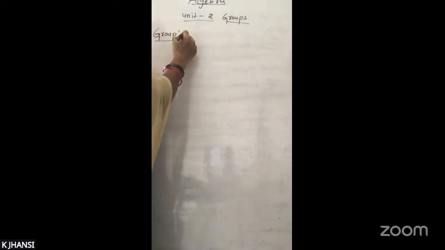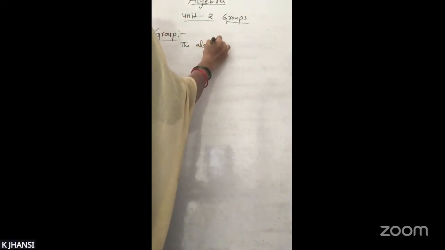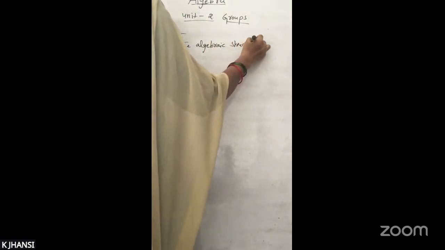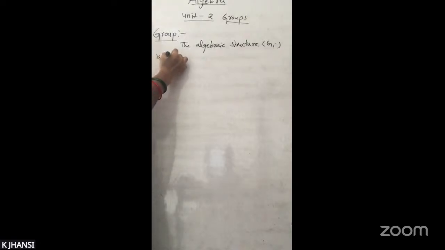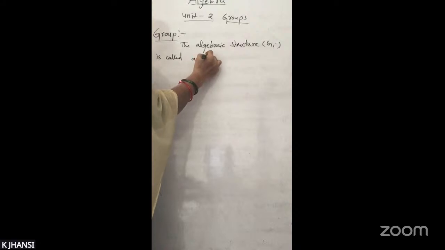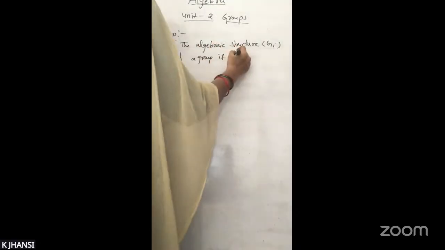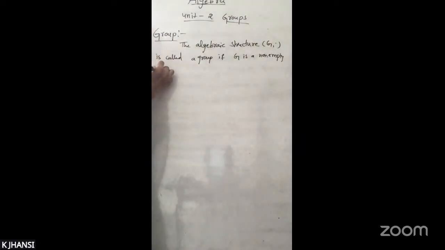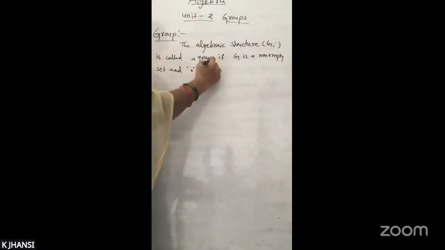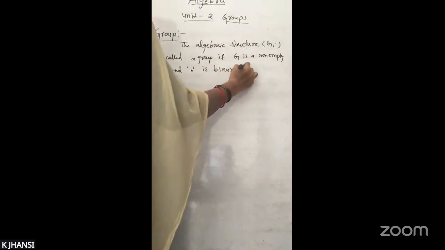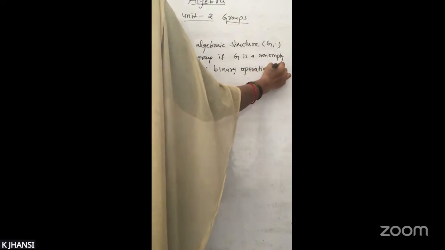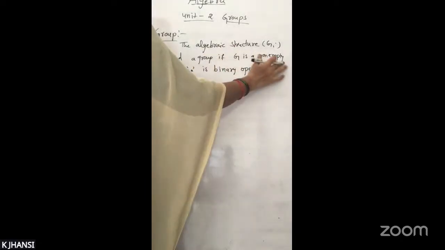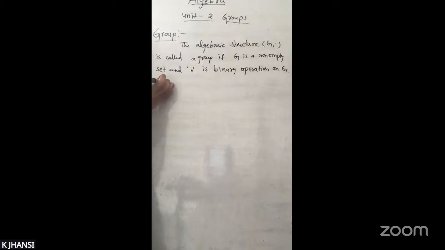Okay. Group. The algebraic structure (G, ·) is called a group if G is a non-empty set, and here whatever dot is there, dot is a binary operation on G, your set is G, no? On G satisfying the following properties.